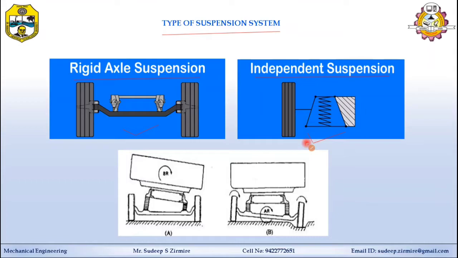Third one is the trailing link independent suspension system. Fourth one is the vertical guide type suspension system. Fifth one is the swinging arm type suspension system. All these 5 types we are going to learn.